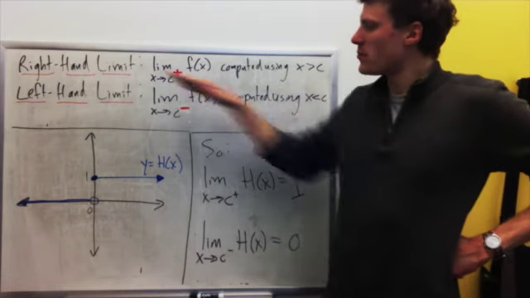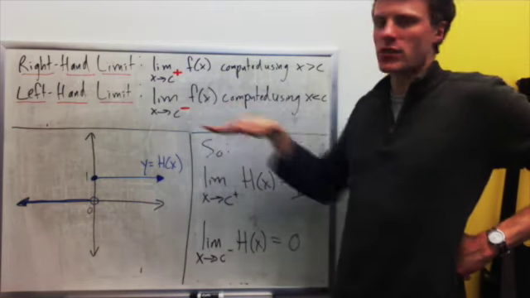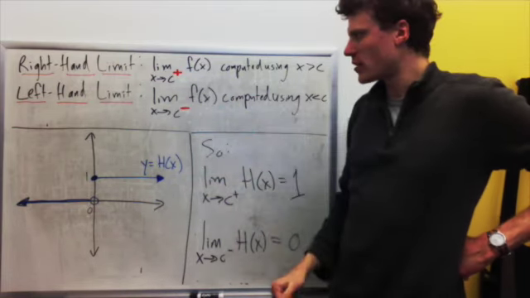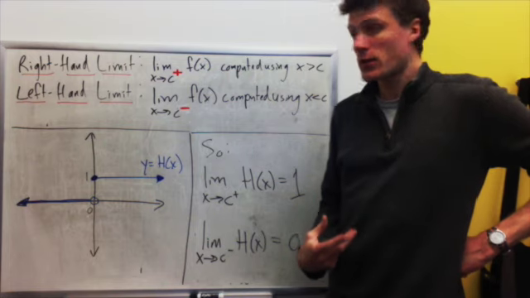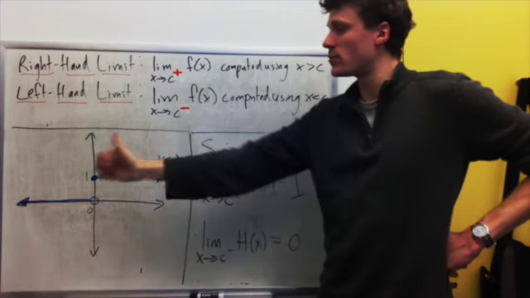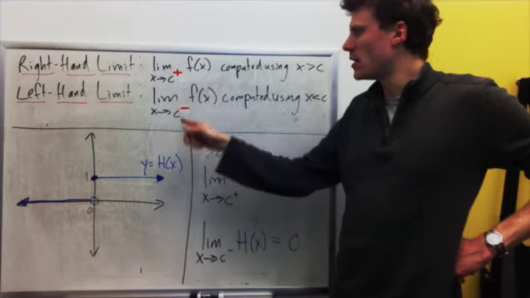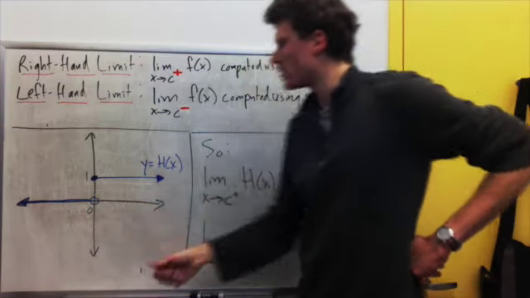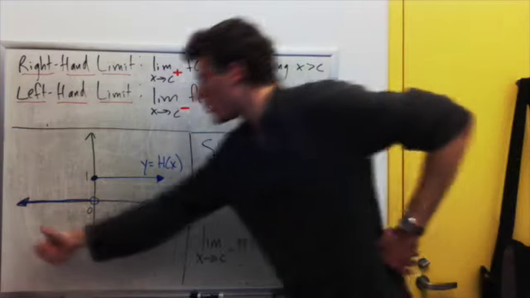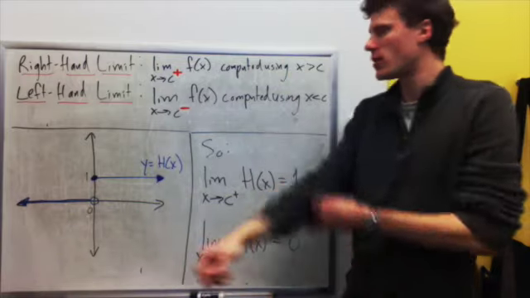So the right-hand limit means we're coming from the right. The plus means we're coming from the positive direction. That confused me when I first learned it. I thought the plus meant we should be moving in the positive direction. It means we're coming from the positive direction. The left-hand limit, coming from the left. The minus sign means we're coming from the negative direction towards 0.